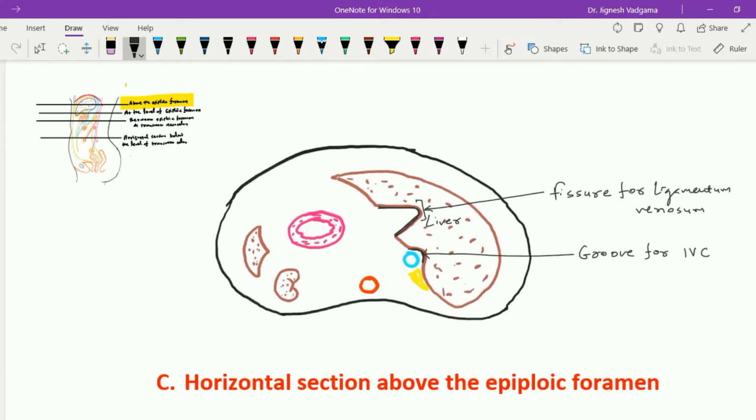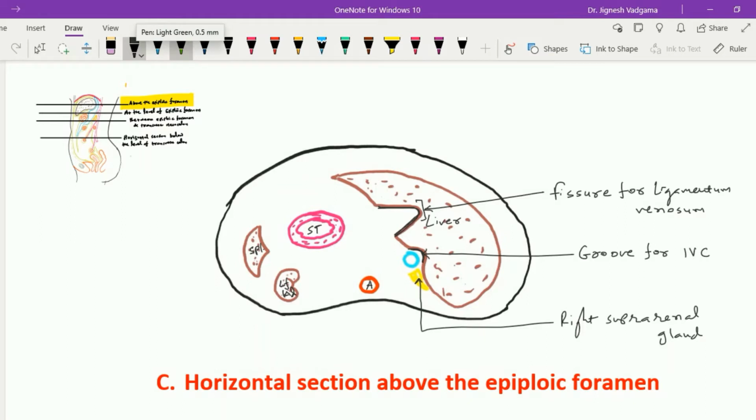On the left side we can appreciate the stomach, with the lesser curvature on the right side and the greater curvature on the left side. Here we can see the section of the spleen, and this is the left kidney. As the right kidney is a little bit lower in situation, in this section we are not able to appreciate it, but instead we can appreciate the right suprarenal gland, which is situated just above the right kidney. And on the back side we can appreciate the abdominal aorta.